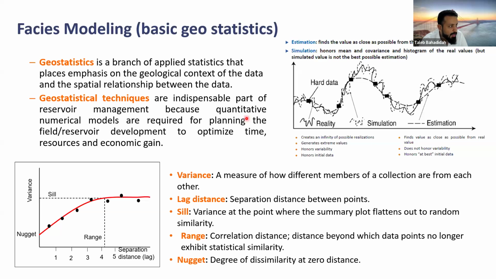The variogram is mainly used for the spatial relationship between the data, because you have a spatial distribution of the facies. The geostatistical technique is a very important part of reservoir management, because quantitative numerical models are required for planning field reservoir development to optimize time, resources, and economic gain. So it is a very critical tool.